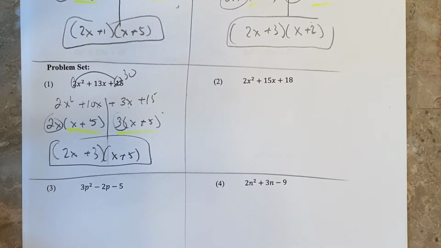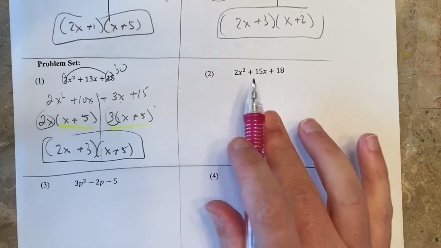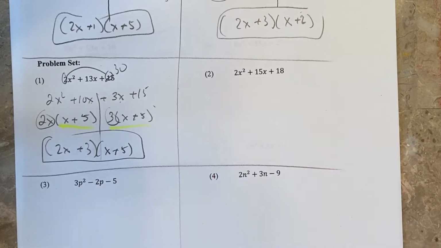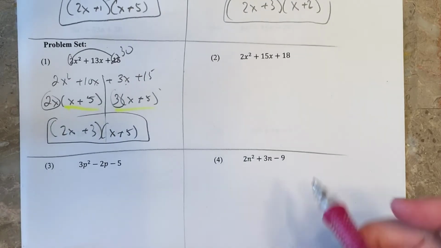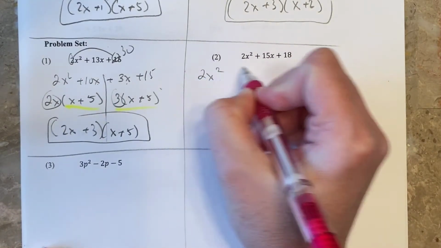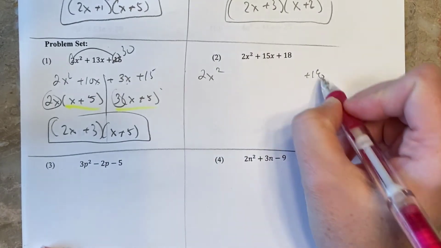All right, so let's see if you guys can do this one by yourself. So stop the video, try number 2, turn it back on, see if you got it right. Okay, so for number 2, you should have 2x squared and then positive 18.